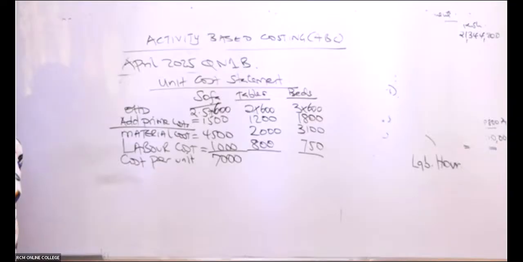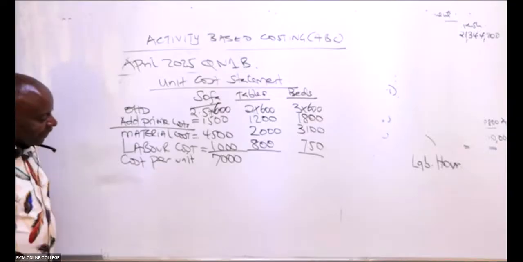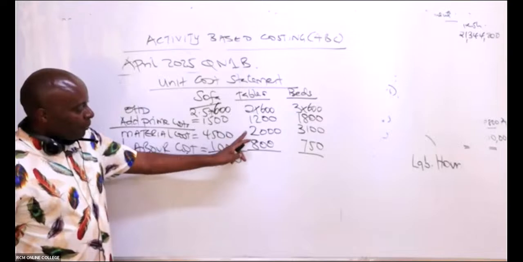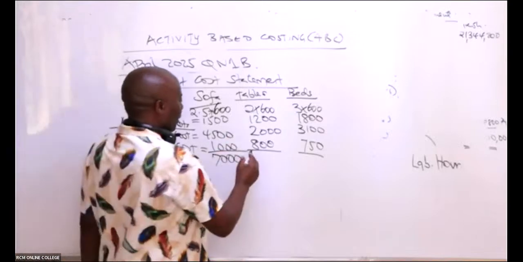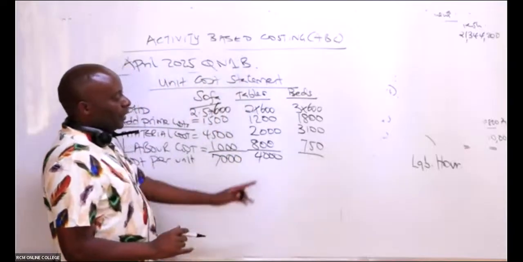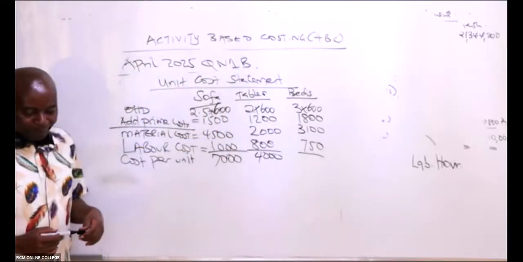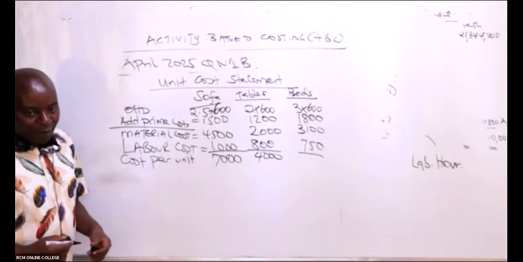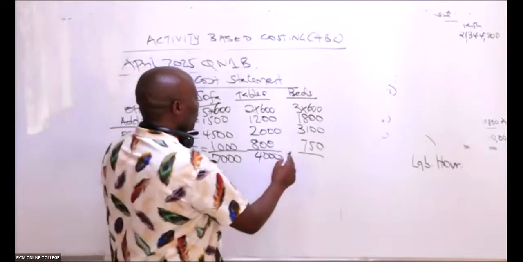7,000, okay. The second one will be 1,200, 4,000. 4,000. The third one, 1,800 plus 3,100 plus 750. 5,650.